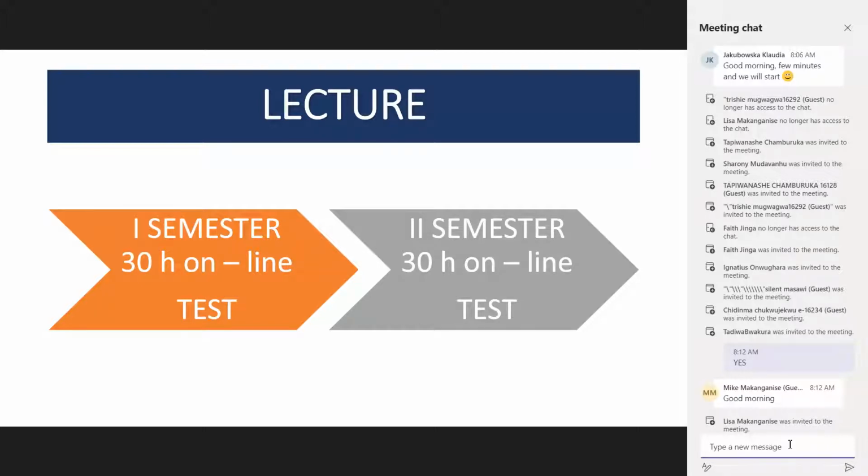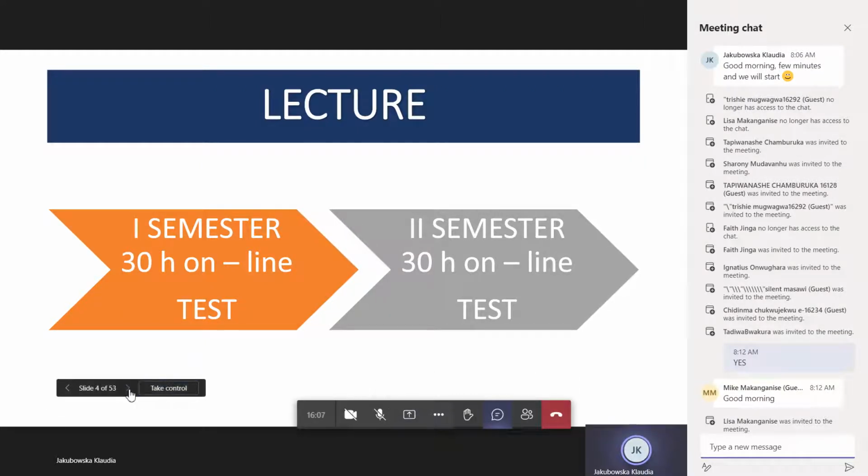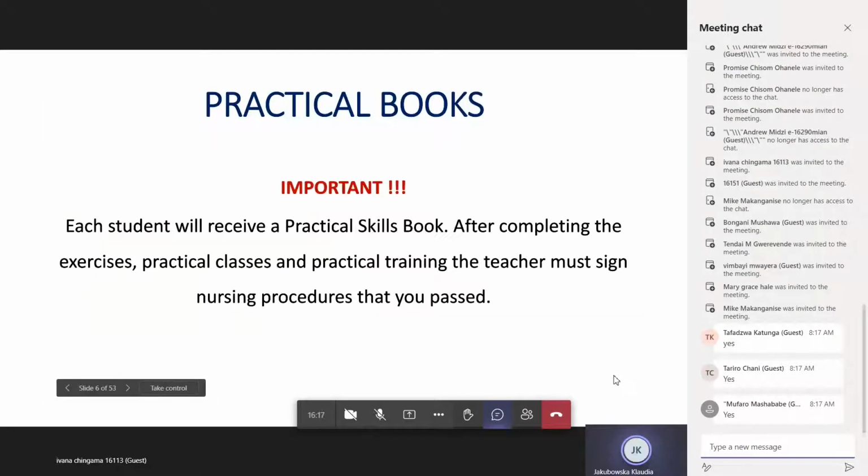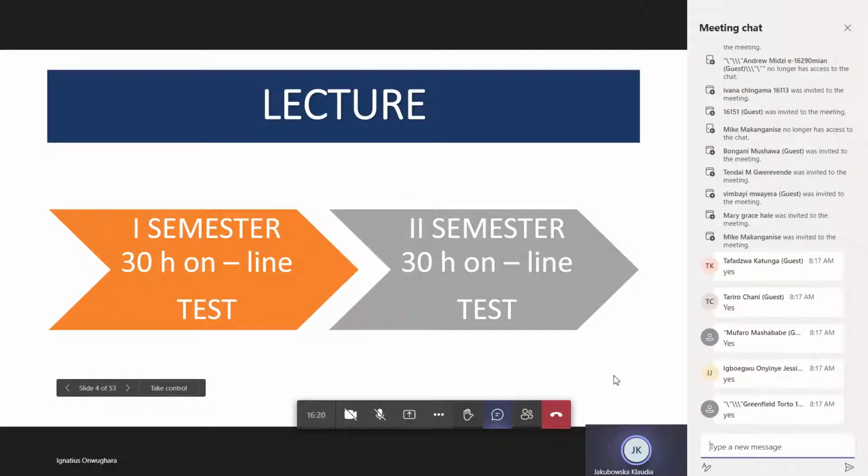Check if you can change slides in this presentation on your own, please. Try, and please write in the chat if you can do it. Can you change slides, pages on this presentation? Yes, ma'am, you can. Okay.